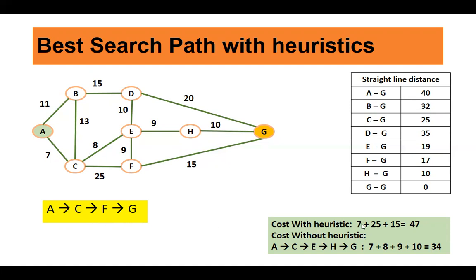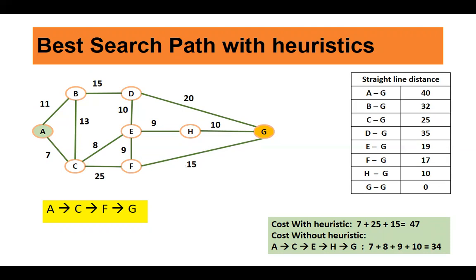So the cost with heuristic is: A to C, what cost? This is 7, right? Then C to F, that is 25, then F to G, that is 15, right? So you get 7 plus 25 plus 15. So the total cost you get is 47. Remember, we are talking about the cost now.